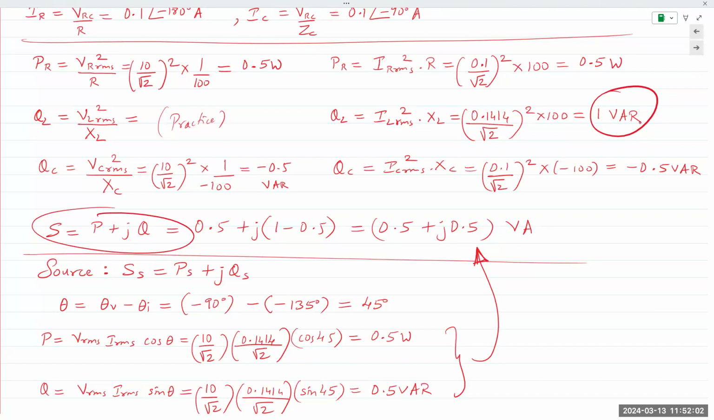But once it reaches steady state, half of this inductive requirement comes from the capacitor. Okay, so the inductor requires 1 VAR and the capacitor supplies half of that. So at steady state, the source does not have to supply 1 for the inductor, it only has to supply 0.5. And that is power factor correction. You apply a capacitor across your inductive load to bring down the requirements of your inductive load.